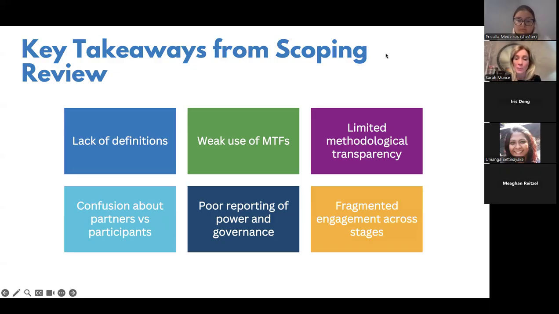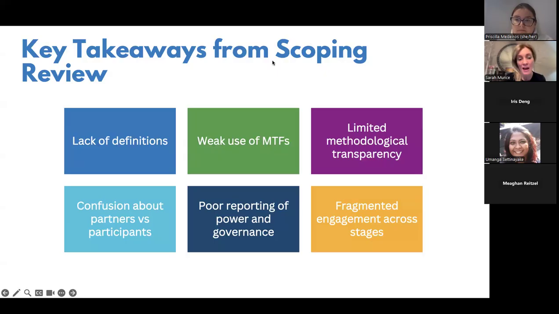Weak use or operationalizing of the MTFs involved. Again, the issue of methodological transparency continues to persist, despite earlier reviews having identified similar issues.